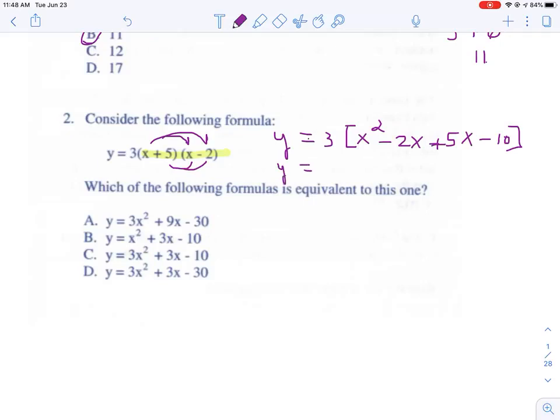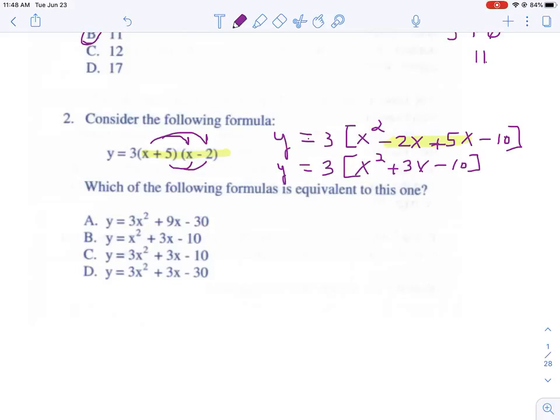Now we are going to combine like terms. Like terms are things containing the same letters with the exact same powers, so these two would be considered like terms. So we would get x squared plus 3x minus 10. Now you'll notice the expressions from our answers, they do not give us any parentheses or brackets or anything.